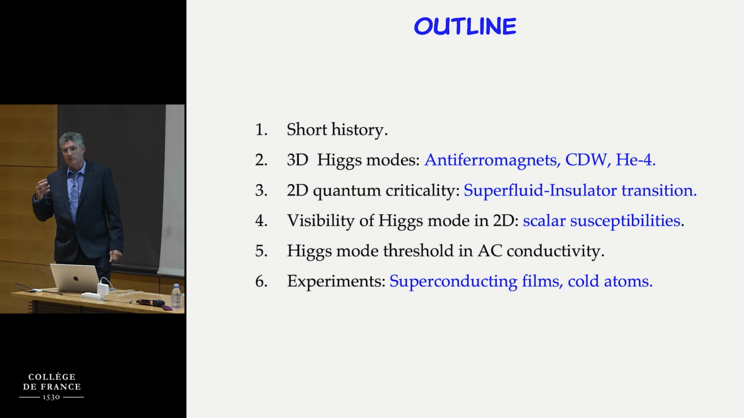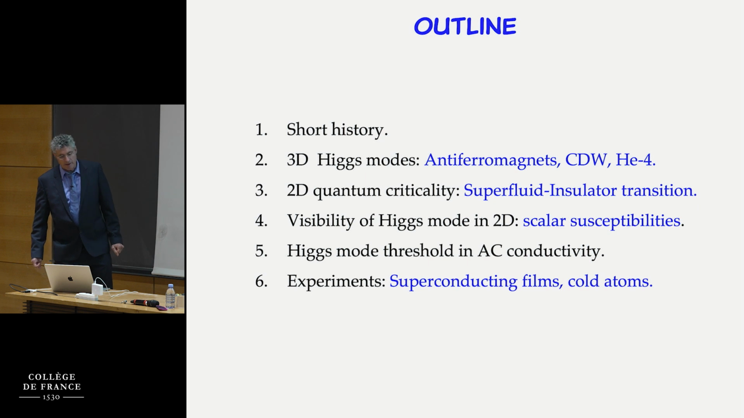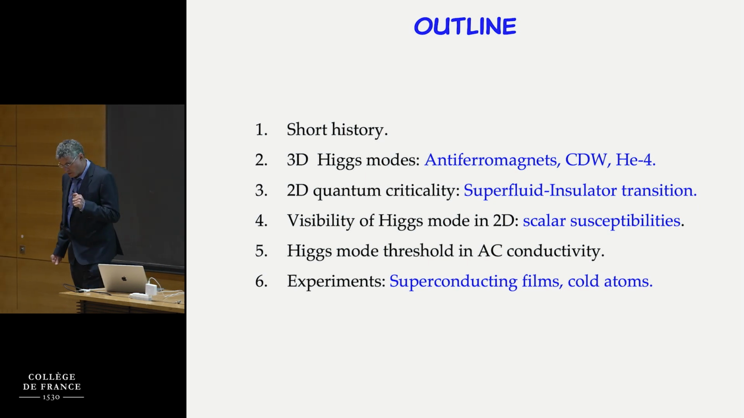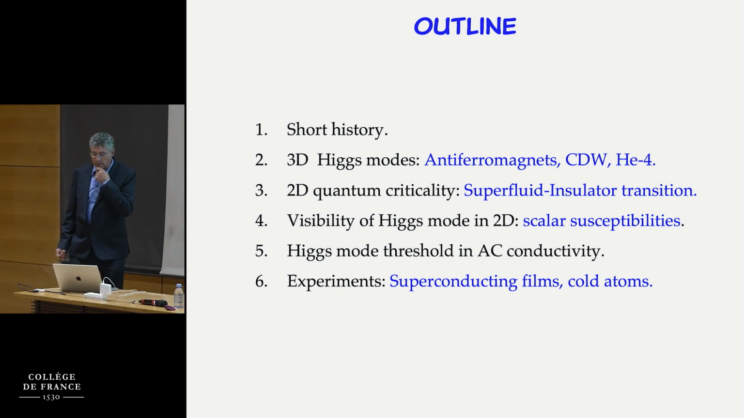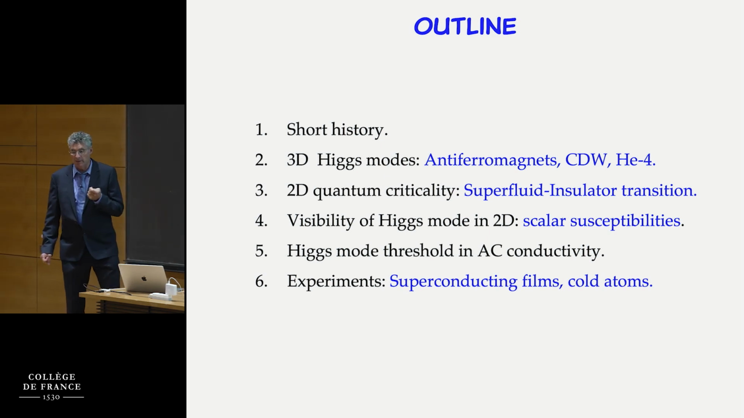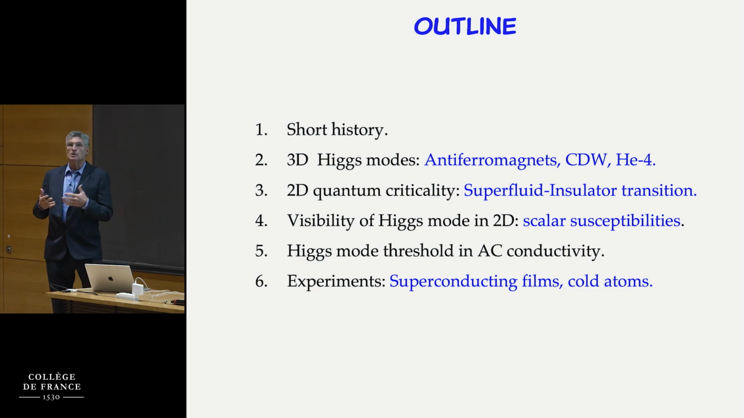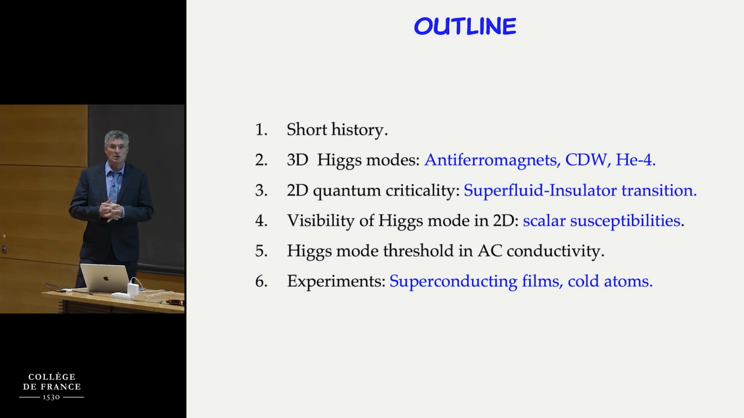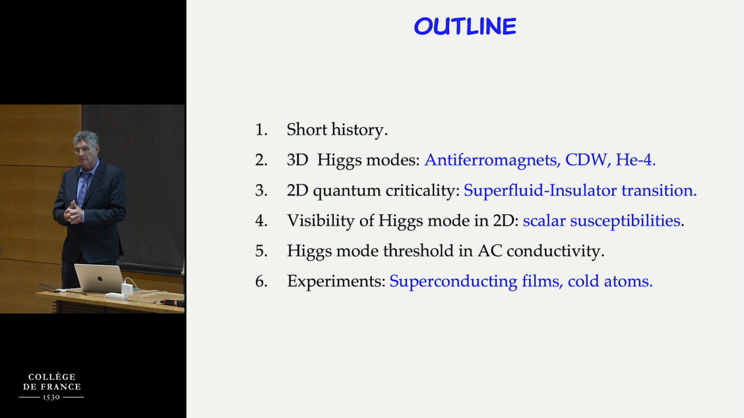I'll show some examples of amplitude modes, Higgs modes in three-dimensional systems, and then I'll concentrate on two dimensions. Why are two dimensions interesting? Because in two dimensions, there are examples of quantum critical points in experiments. And there's also the interesting question of whether one can see the Higgs mode at all in two dimensions. Two dimensions has a large phase space for phase fluctuations. And since the Higgs mode can decay into phase fluctuations, the question was, for many years, whether or not we could see it. And people assumed we cannot see it because it is overdamped into the phase modes.